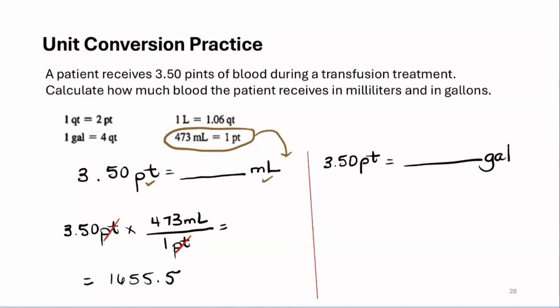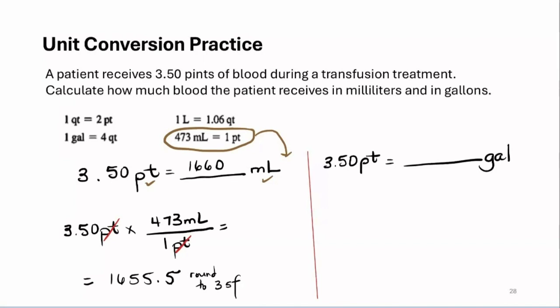The measurement given has 3 sig figs. So I need to make sure that I round to 3 sig figs. And if I round this value to 3 sig figs, my final answer will be 1660 milliliters.